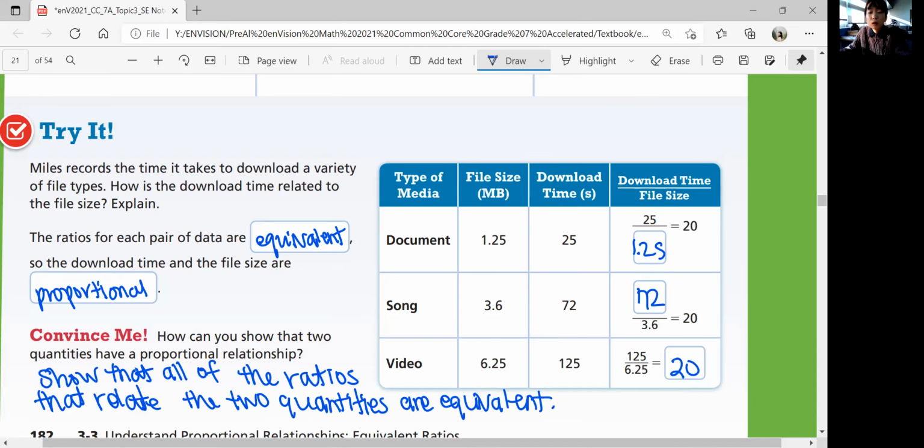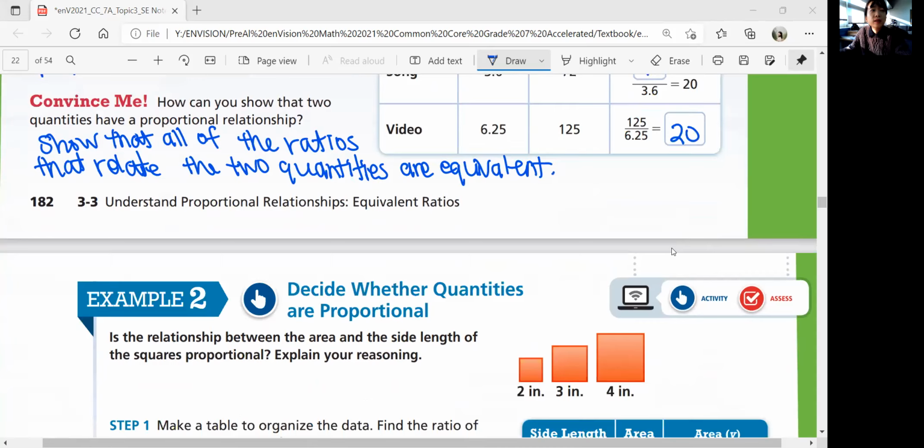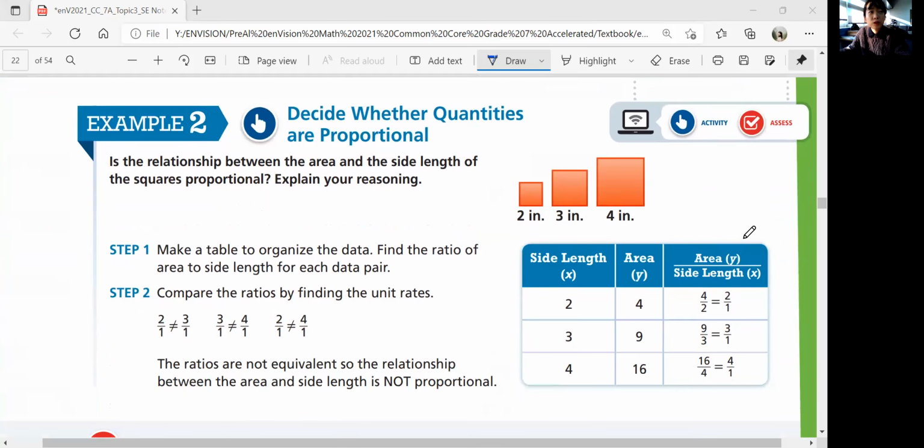Okay. Let's look at the next page. Example 2. Decide whether quantities are proportional. Is the relationship between the area and the side length of the squares proportional? Explain your reasoning. So what are the two quantities we are talking about? The area and the side length of the squares, right? So first, we look at side lengths. We got 2 inches, 3 inches, and 4 inches. The area for the square that has 2 inches would be 2 times 2, which is 4. And then the next one, 3 times 3 is 9. 4 times 4 is 16.